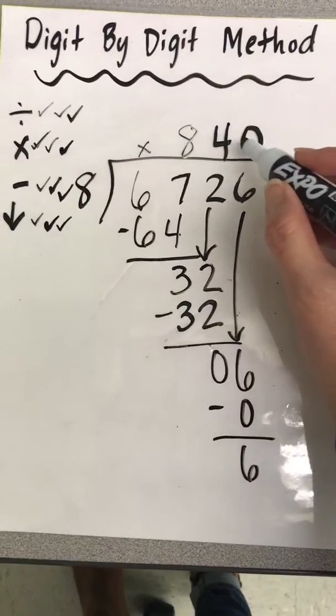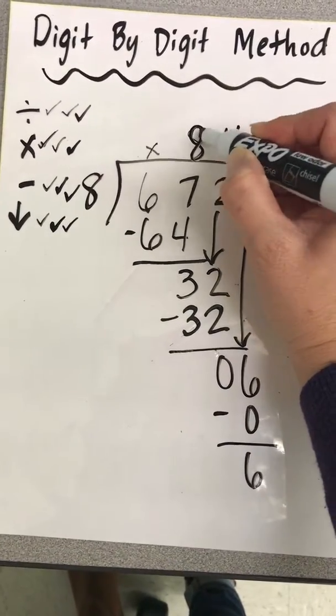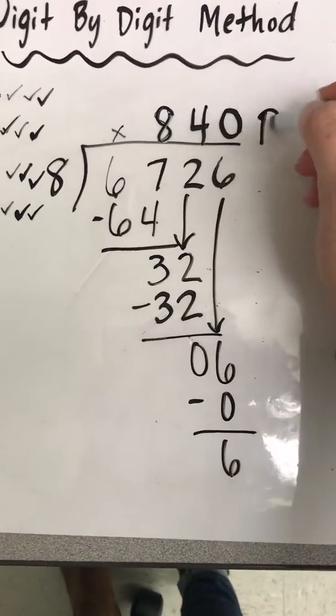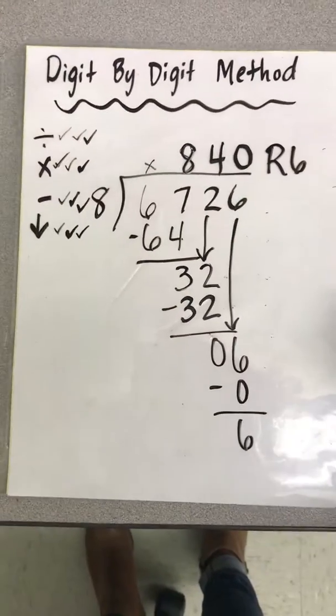So now I ended up with a 0 in the quotient. And I ended up with 840 as my quotient with a leftover of 6. So a remainder of 6. All right, that's the digit by digit method.